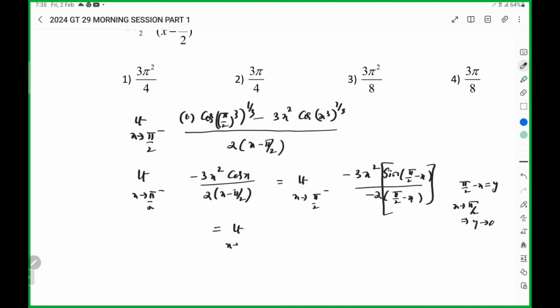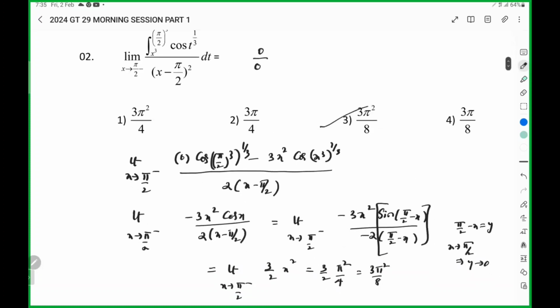So this limit will approach 1. So limit extends to pi by 2 minus 3 by 2 x square. So pi square by 4, 3 pi square by 8. That will be the answer.